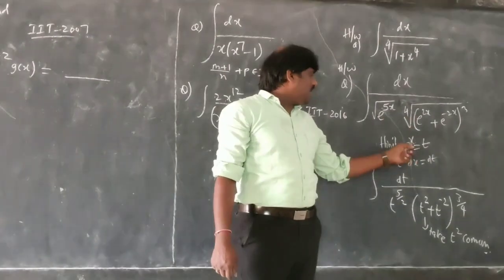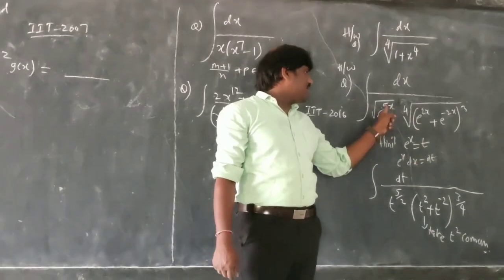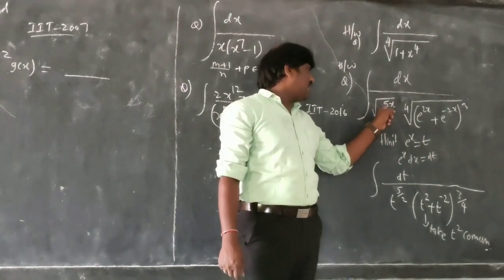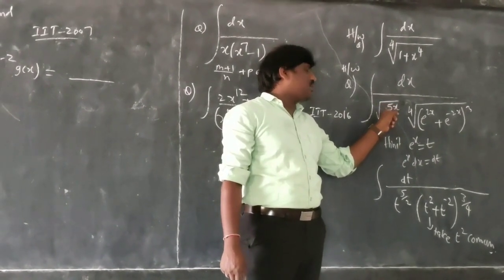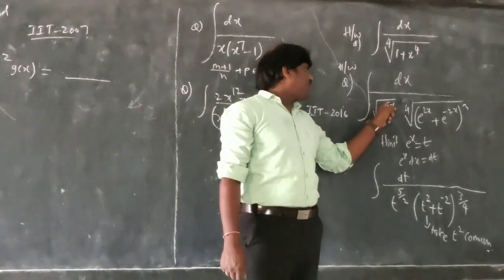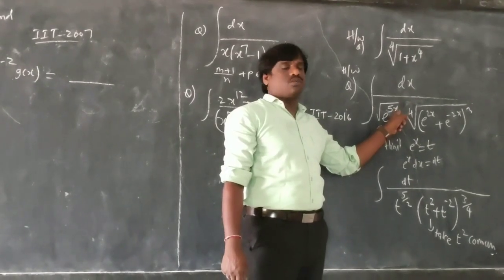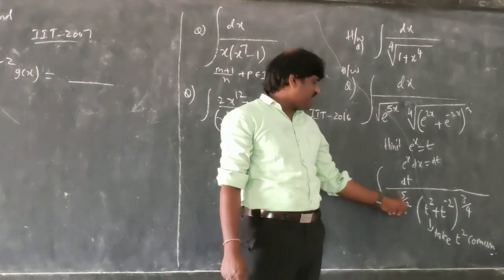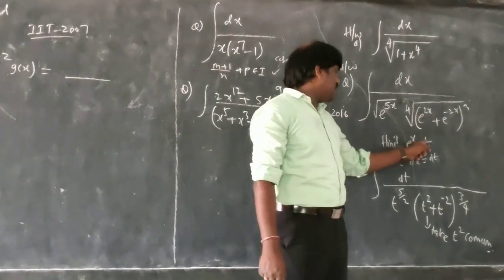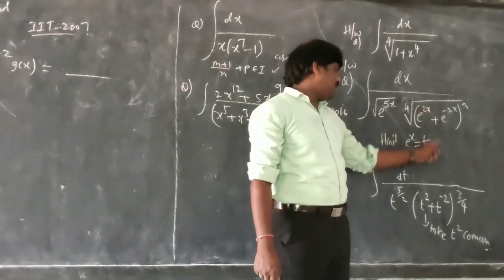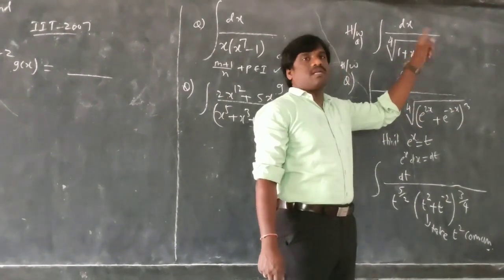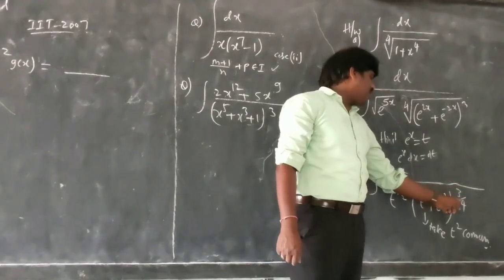I am giving a hint. Let us take e power x as t. If I take e power x as t, this is t power 5, with the power of 1 by 2, the square root is 1 by 2. So 5 into 1 by 2 is 5 by 2. So this can be written as t power 5 by 2. And this one you can write as, here e power x is t, then t square, and this will be t power minus 2. And this fourth root can be written as 1 by 4. 3 into 1 by 4 is 3 by 4.